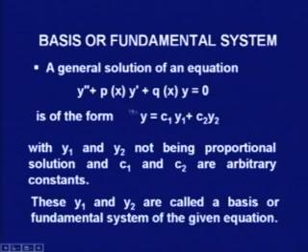So, these y1, y2 which we are obtaining as not being proportional, they are called the basis or the fundamental system of the given equation. Now, the general solution consists of a linear combination of two solutions, and those two solutions have to form the basis, or they must be the fundamental system of the given equation. Now, let us see more definitions about this.